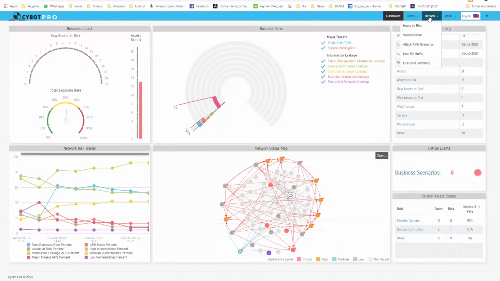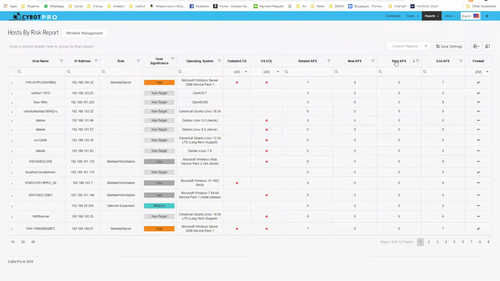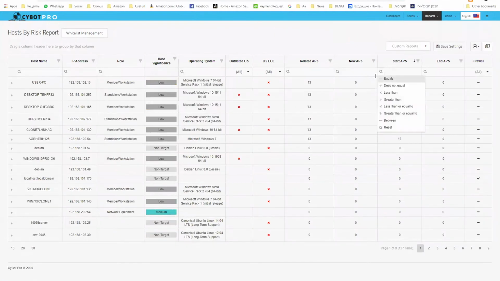In the reporting area we have 5 reports. Let's go to the first one, the host by risk report. What we are saying every time: we are prioritizing the vulnerabilities by our patented technology. If I organize all servers by starting points of attacks, I can see that in total we have 127 machines, and only 1, 2, 3, 4, 5, 6 machines actually are starting the attacks.